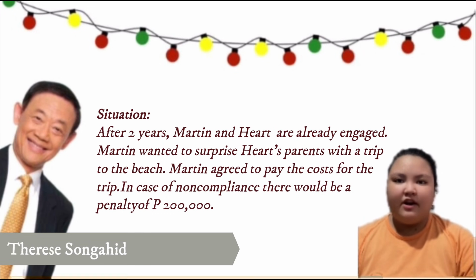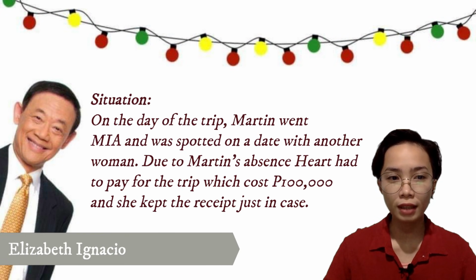Martin wanted to surprise Hart's parents with a trip to the beach. Martin agreed to pay the cost for the trip. In case of non-compliance, there would be a penalty of 200,000 pesos. Martin was not able to be with them on the trip for he went missing in action and then eventually was spotted on a date with another woman.